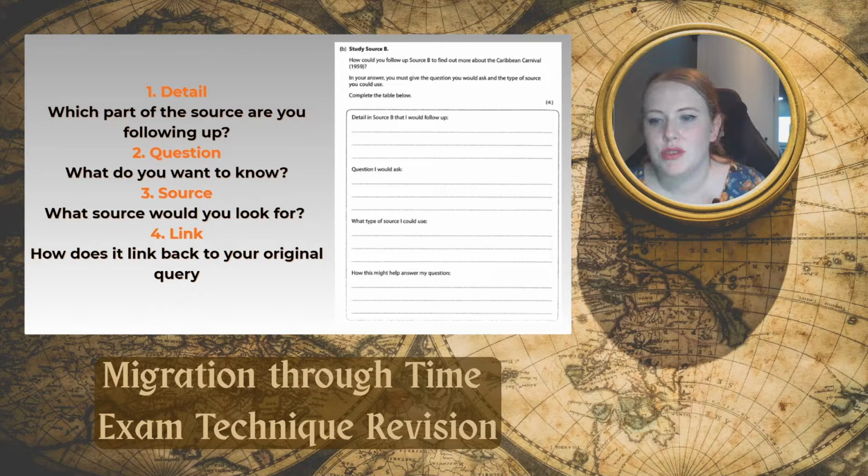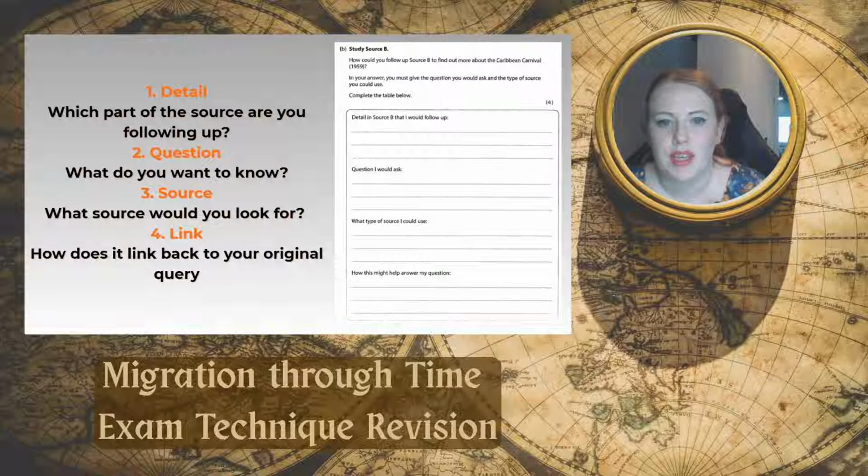So you need to think like a historian and complete a 4-step process. Talking about the detail, the question, the source, and explaining how that links to your original query. I tend to think about this as if you were physically going to do this bit of research. So if you read the question, it says, how could you follow up source B to find out more about the Caribbean Carnival in 1959? First, you need to have a look at the source and think about what detail you're picking up on. If it's a text source, you need to make sure you put a quote in. If it is a picture source, you need to specifically explain which part of the picture you are thinking about.